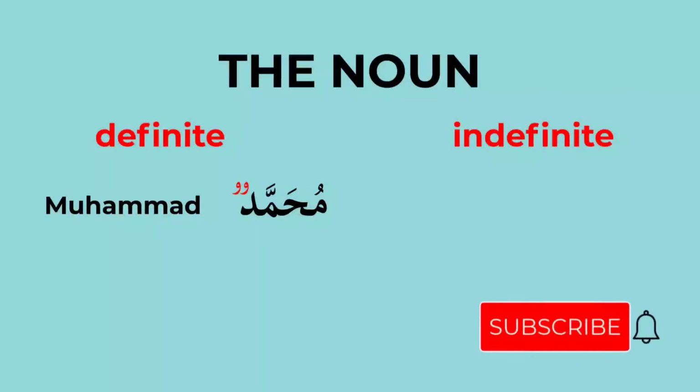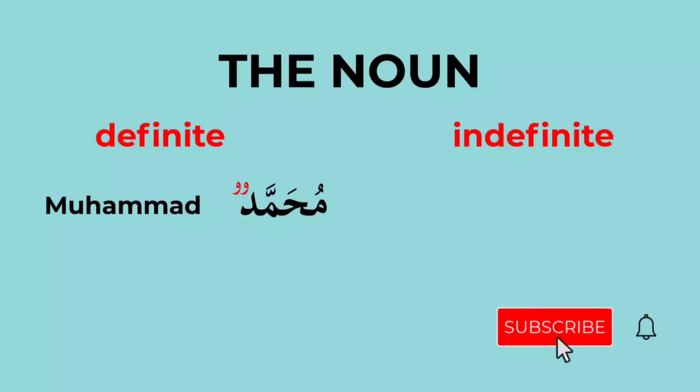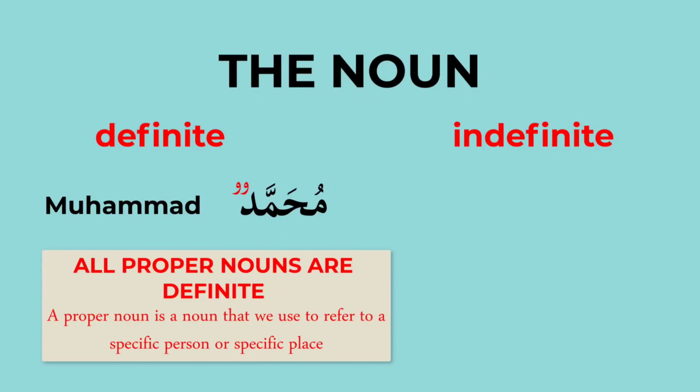But what about Muhammadun? Is it definite or indefinite? It is definite. Brother, how come? Tanween means indefinite, and now you say Muhammad is definite. Yes, you are right. Why? Because Muhammad is a proper noun. All proper nouns are definite. When you say Muhammad, it doesn't mean any Muhammad. It means one particular Muhammad.